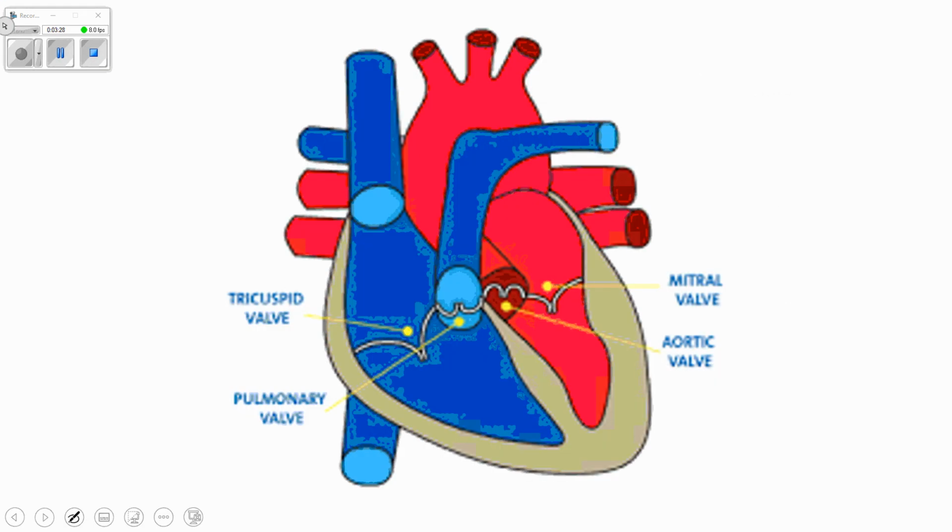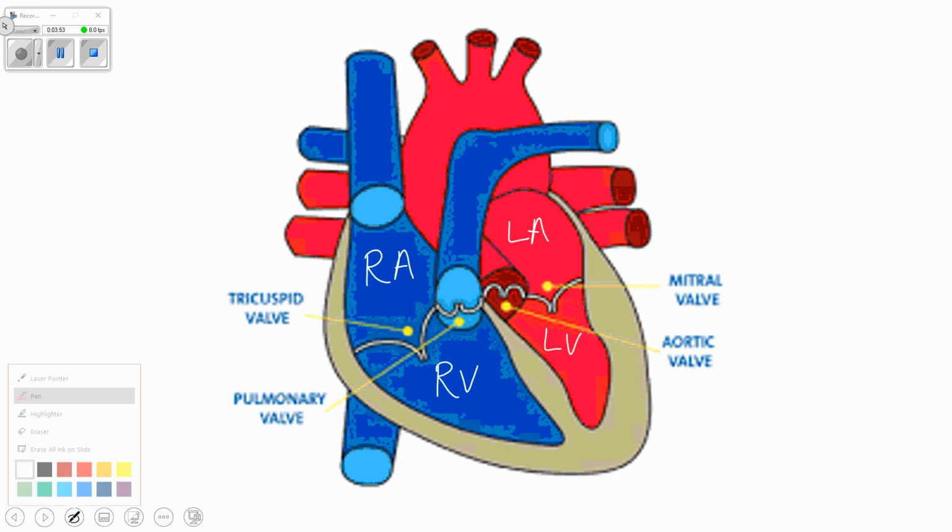Over here, we have a couple of valves. These are going to be the 4 valves that you want to be familiar with. Again, my advice would be really just kind of utilize that heart box that we've been talking about. Here I have my right atria, right ventricle, left atria, left ventricle. You're going to want to know which valve is in between each one of those structures.